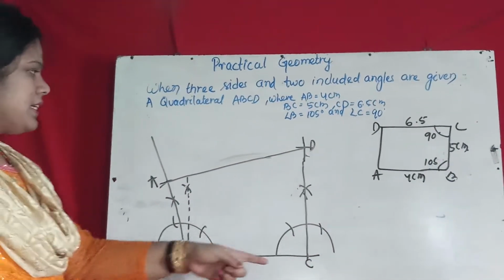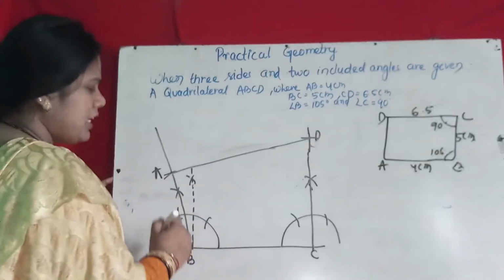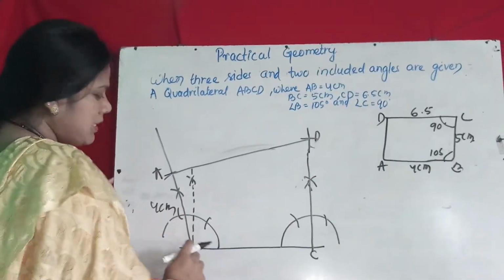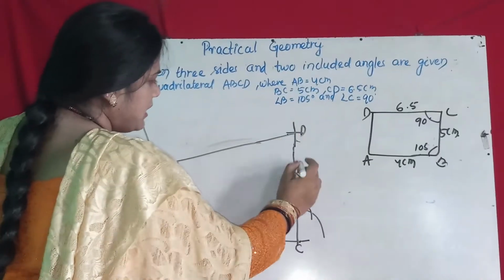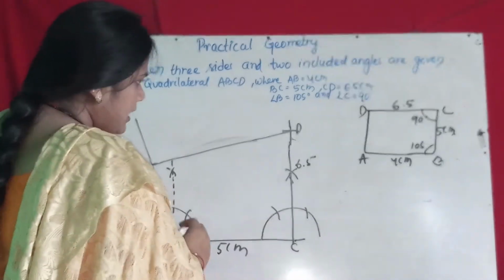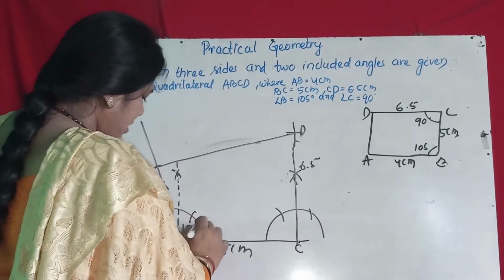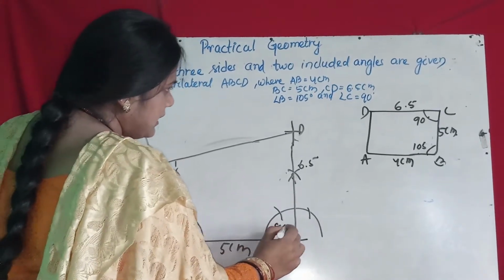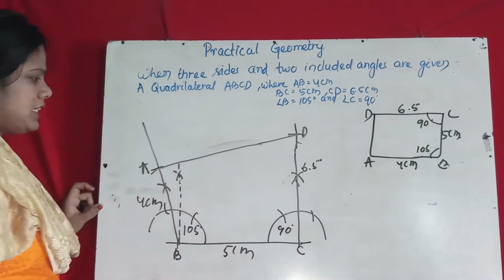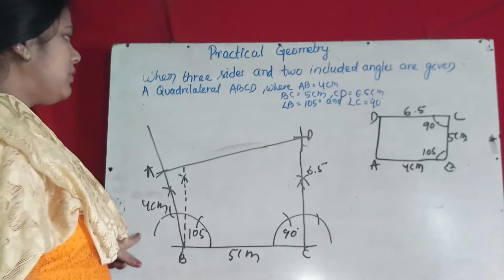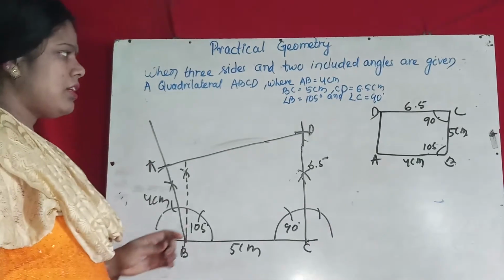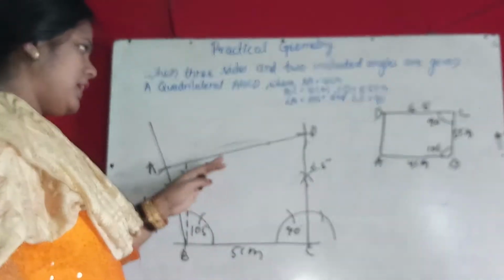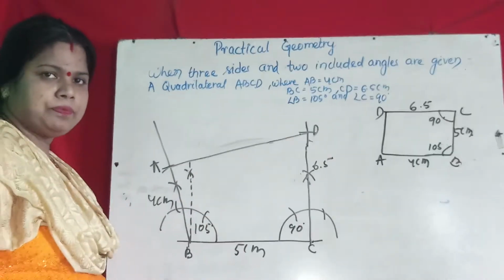quadrilateral ABCD, in which AB equals 4 cm, BC equals 5 cm, CD equals 6.5 cm, angle B is 105 degree and angle C is 90 degree. So this is the required quadrilateral. So when given three sides and the two included angles, you follow this rule and you can draw this.